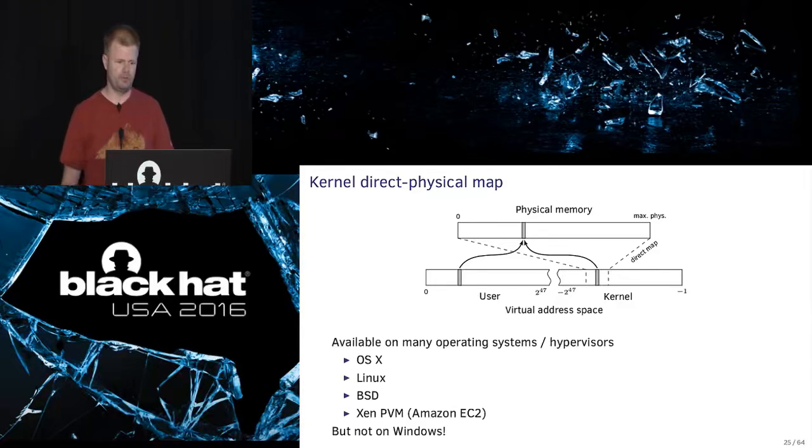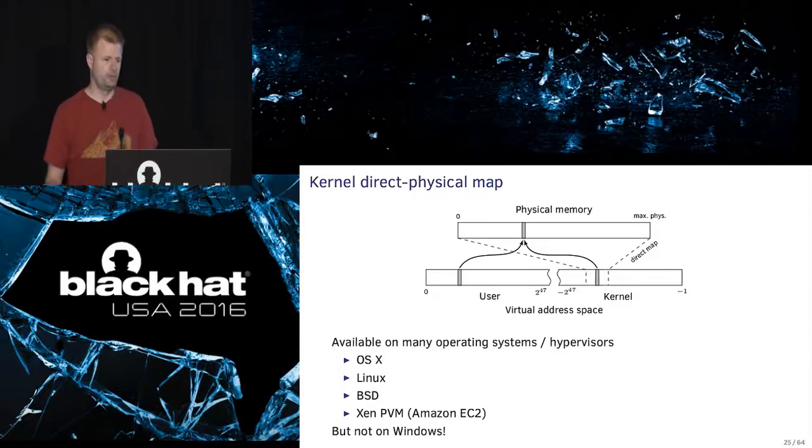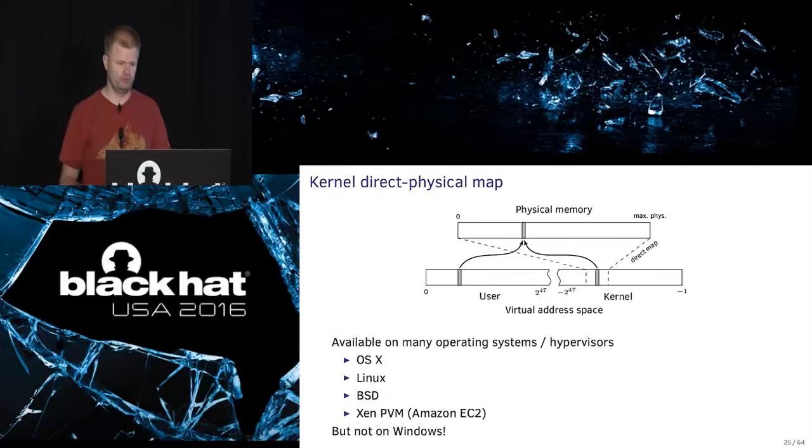It is not on all operating systems. It's available on OS X, it's available on Linux, it's available on BSD, and quite interesting, it's available on Xen PV, that means Amazon EC2. It's not available on Windows. We should take note of this because one of our attacks actually uses this kernel direct physical map.